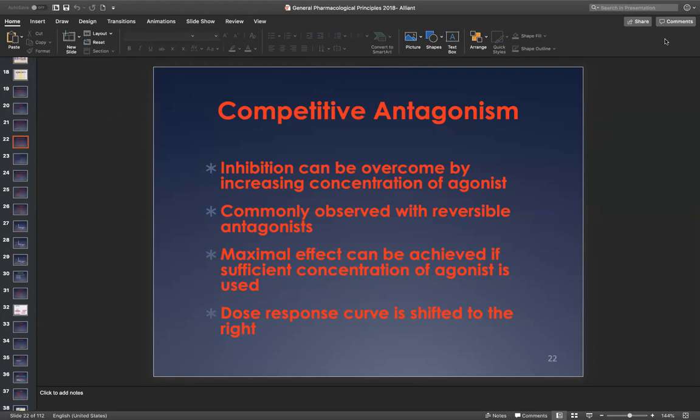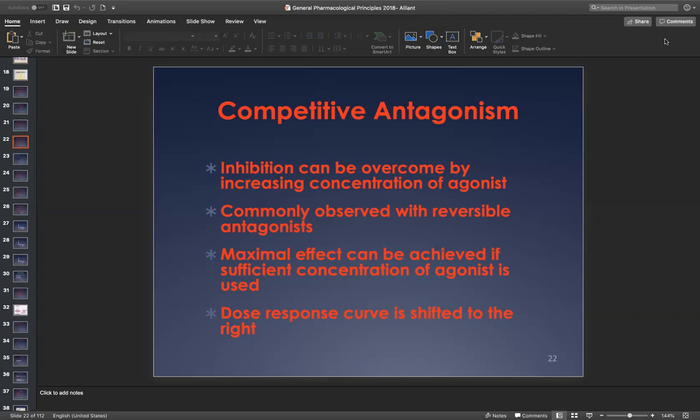So let's talk about competitive antagonism. This is what's going to occur most of the time. What I said earlier is that most receptor drug binding is going to be reversible. That gives us an advantage in the sense that the drug binds and it can release. It also means we can usually antidote it, so if we needed to change it, we can.